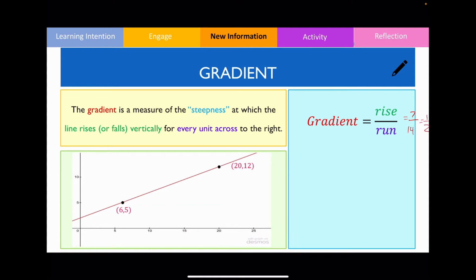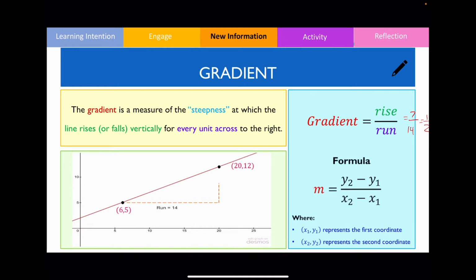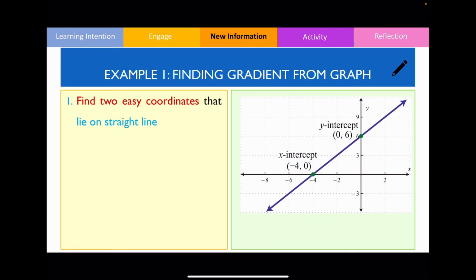A mathematical way for us to find out what is the gradient is by using this particular formula here. So that's m is equal to y2 minus y1 over x2 minus x1. Now x1, x2, y1, y2, these are essentially the values of two coordinates. So x1, y1 represents the first coordinate, whereas x2, y2 represents the second coordinate. So what I could do is, using these two coordinates over here, I'm going to label them as x1, y1, x2, y2 like so. And from this, you could therefore plug it in to the formula and therefore solve for the gradient. So I'm going to go through a couple of examples.